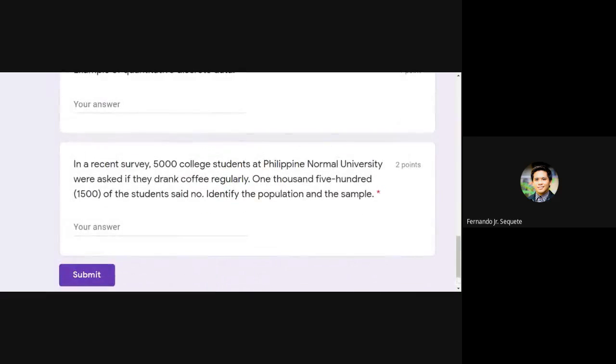The last one: in a recent survey, 5,000 college students at Philippine Normal University were asked if they drank coffee regularly. 1,500 of the students said no. Identify the population and the sample. The population will actually be the 5,000 college students. Okay, very good. Next, the sample: 1,500 college students. Very good. That's it.